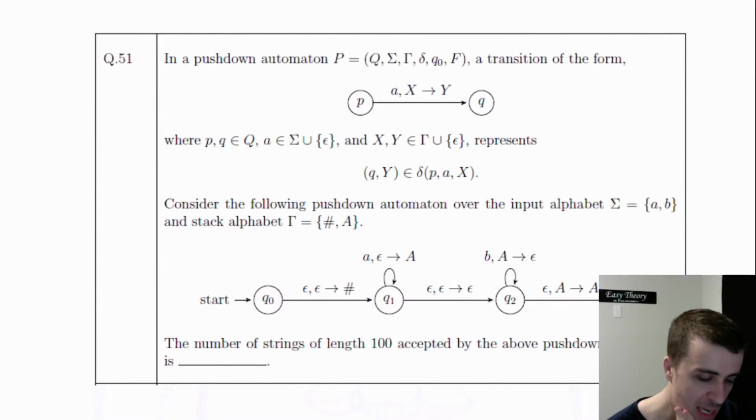Okay, so we got a PDA right here. So we got transitions that look like this, standard stuff. So that's just another way of saying the same thing. Consider the following PDA. The number of strings accepted by the above pushdown automaton is what?